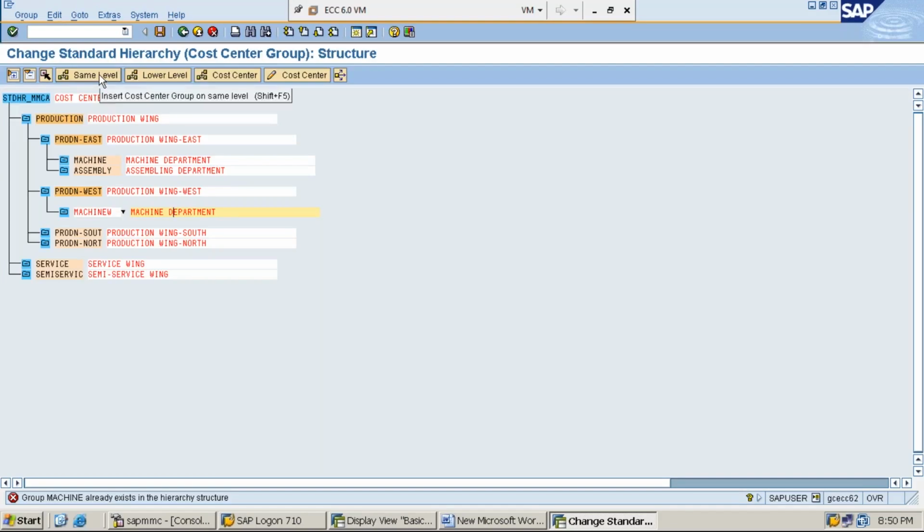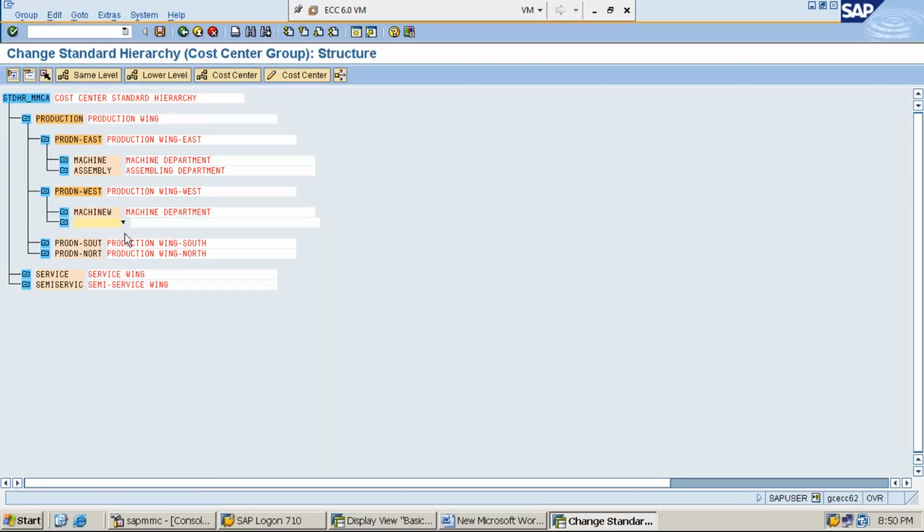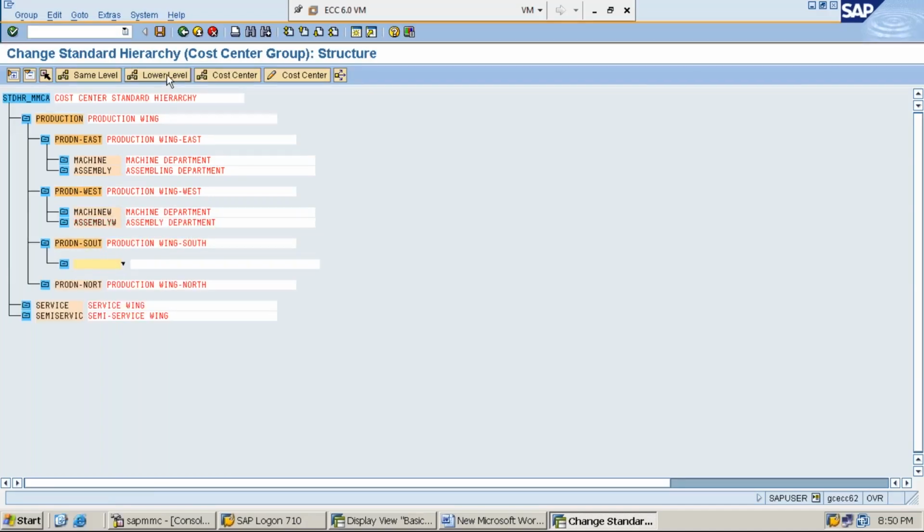Click on same level, assembly W, assembly department. Similarly for south also I'm doing. Keep the cursor on the description of production wing south and click on lower level. MACHINE S.